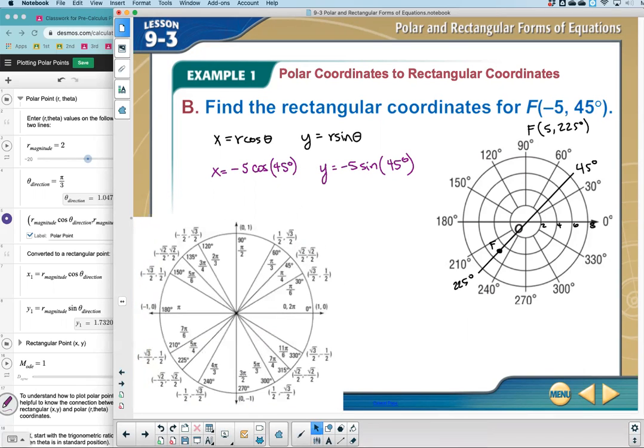Here's my unit circle. And so if I go and find 45 degrees, it is listed right there. The cosine, the x value, is the cosine. The y value is the sine. But on this one in particular, it doesn't matter because when you substitute, they're the same values. So we'll have x equals -5 times, sorry, I'm substituting. Cosine of 45 is square root of 2 over 2. And for the y value, it'll be -5 times square root of 2 over 2.